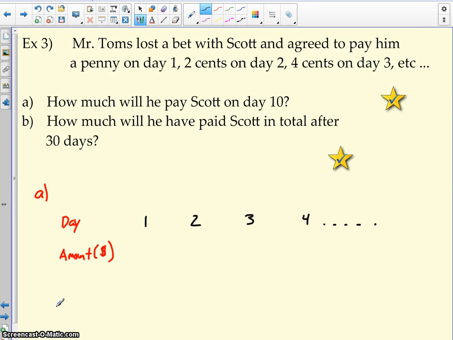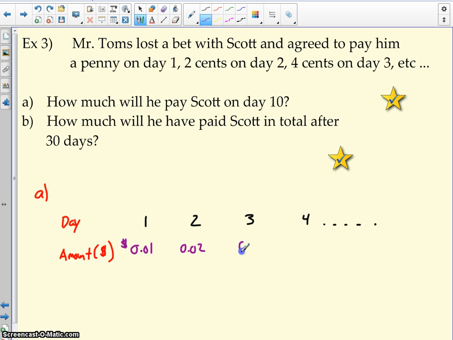Okay, welcome back. So just to set up this last example here, I'm just going to make a quick little chart and just sort of see what happens to the amount that I have to pay Scott every day over the course of the 30 days. So in the first day, if I put everything in dollars, I owe him 1 cent. So that's going to be $0.01. Okay, on the second day, it doubles to 2 cents, so I get 0.02.